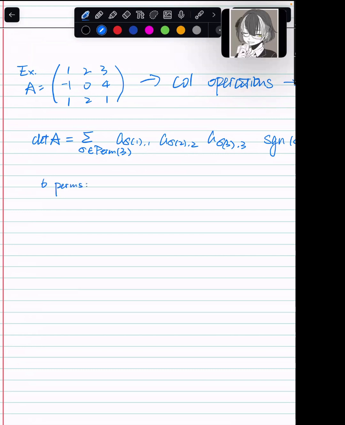The first one is 1, 2, 3. The second is 1, 3, 2. The third is 2, 1, 3. Then 2, 3, 1. Then 3, 1, 2. And 3, 2, 1.